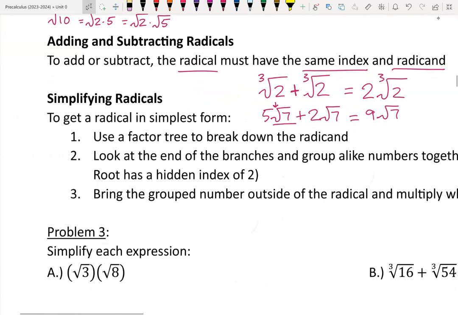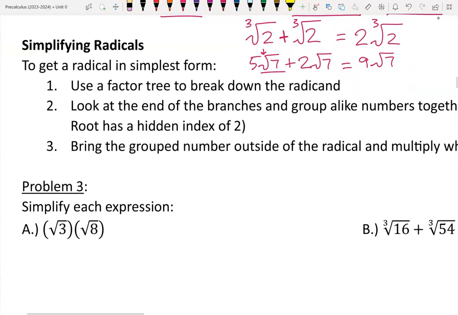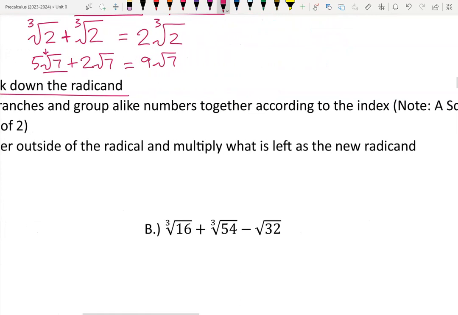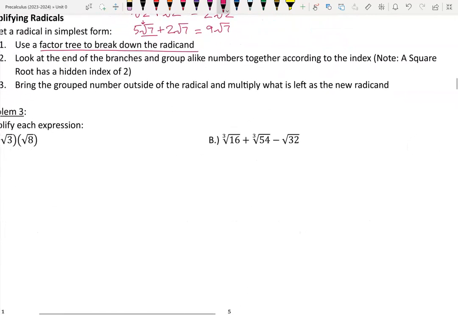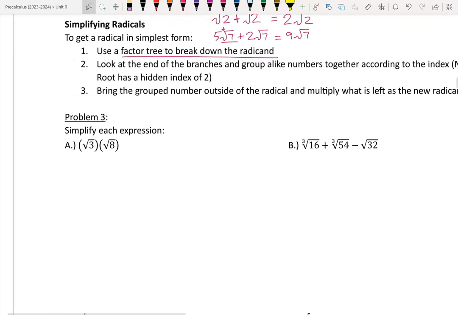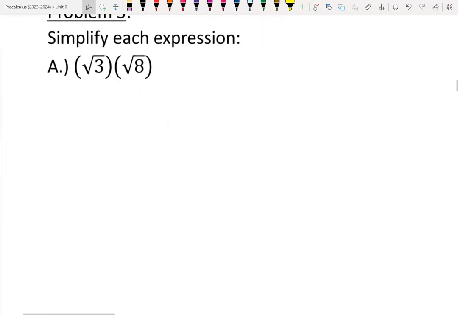All right, simplifying radicals. To get a radical in simplest form, we use a factor tree to break down the radical, or the radicand, and then look at the end of the branches and group alike numbers together according to the index. Notice square root has a hidden index of 2. We talked about that earlier. So bring the grouped number outside of the radical and multiply what is left as the new radicand. So let's go ahead and simplify this one here.